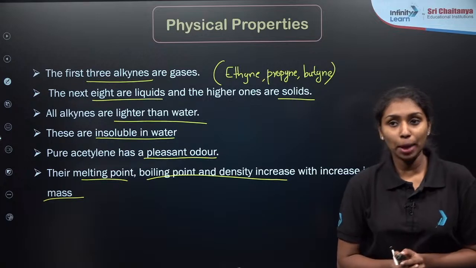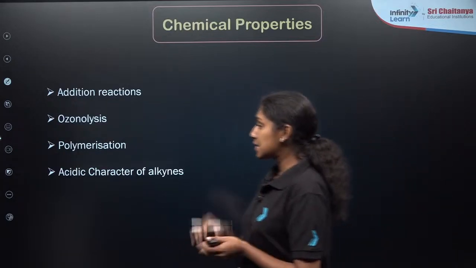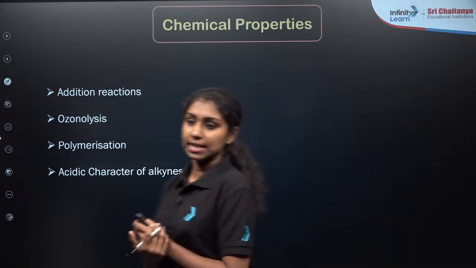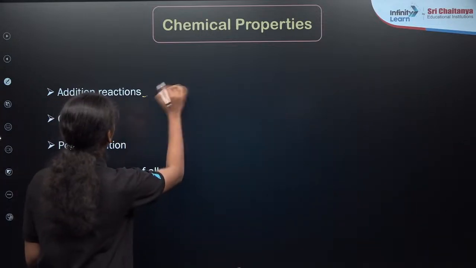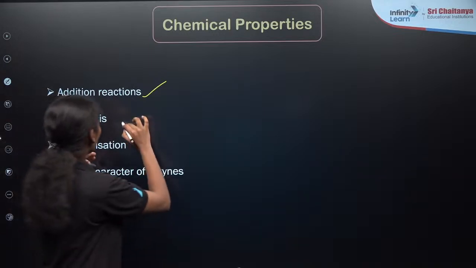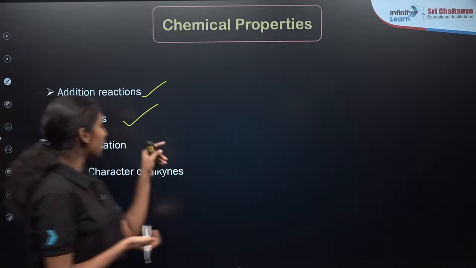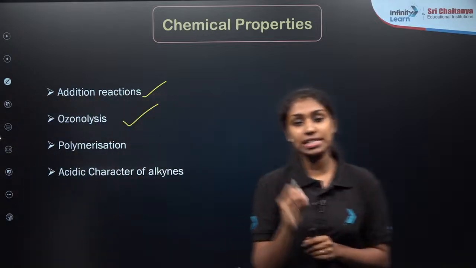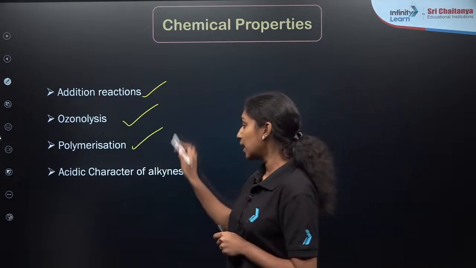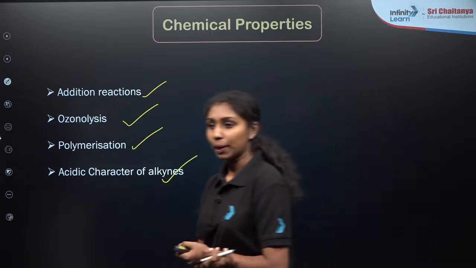Now let me move to the chemical properties of alkynes. Here we have to discuss 4 types of reactions in the case of alkynes. First one is the addition reactions. We have to talk about the addition of hydrogen, halogens, hydrogen halide and water in the case of alkynes. The next one is ozonolysis, as we already saw in the case of alkenes also. There is a small difference between alkene ozonolysis and alkyne ozonolysis. Then polymerization, and the last one is the acidic character of alkynes. Let us see one by one.